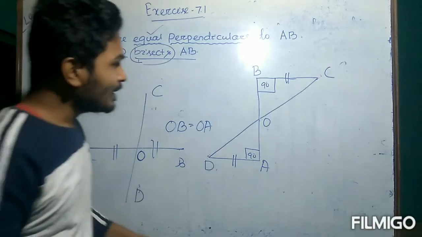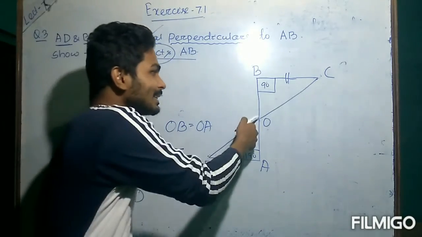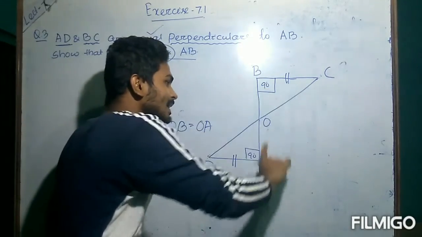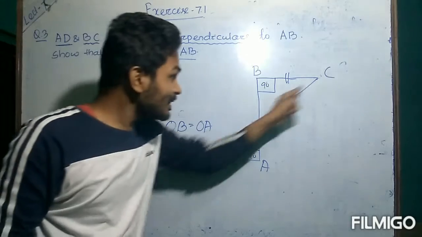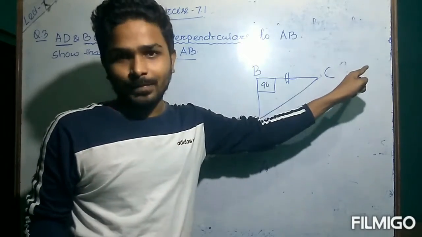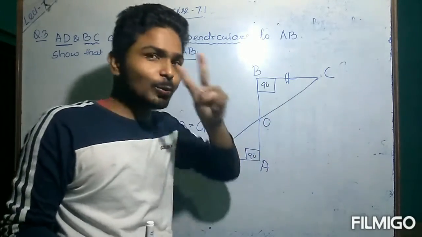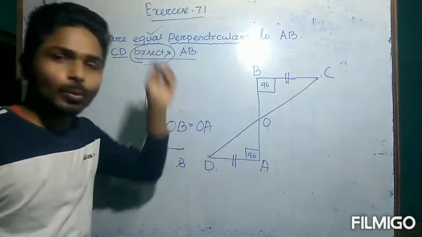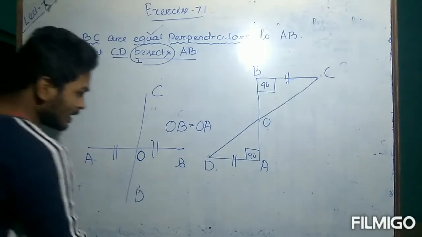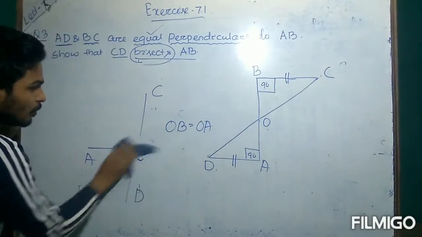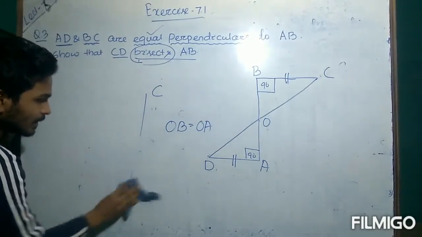Are you getting my point? So here also you have to prove that this distance OB is equal to this distance OA, because this is the line bisector. It bisects this line AB into two equal halves. OB is equal to OA. So this is what needs to be proved.